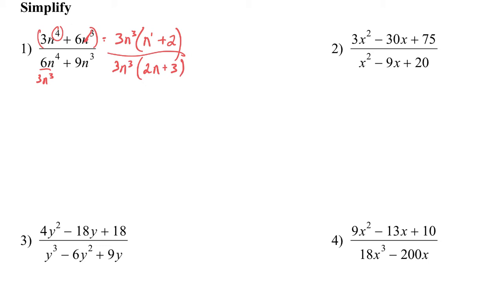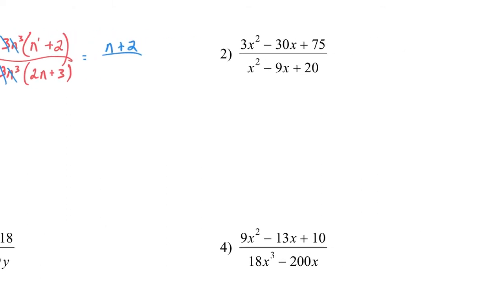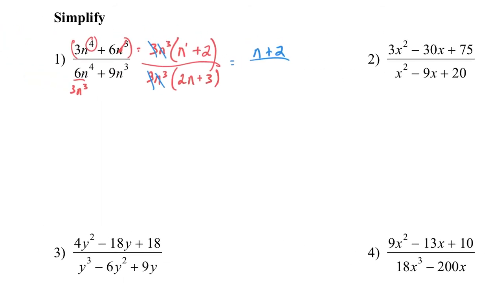But now I can cancel things that are the same on top and bottom. So the 3 over 3 cancels out. The n to the third over n to the third cancels out. So all that's left is going to be the n plus 2 over the 2n plus 3 on the bottom. So there would be the simplified answer.